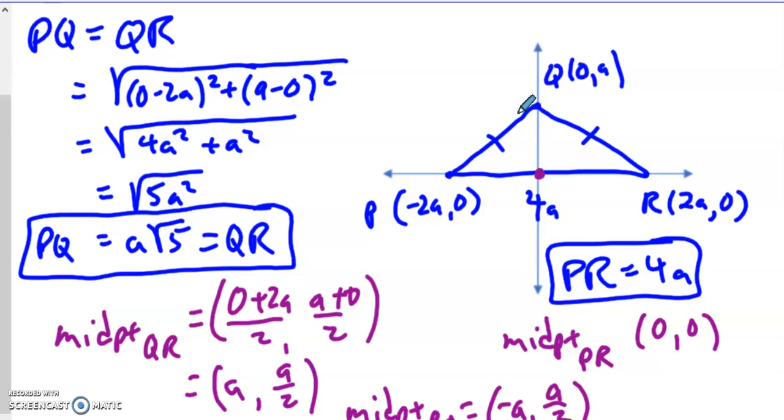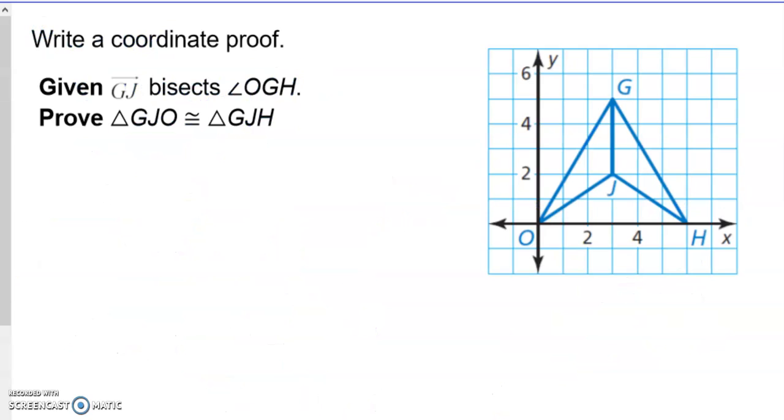All right, so now let's actually go into some coordinate proofs. And when we say coordinate proofs, we're really also kind of referring to paragraph proofs, because that's going to mix together some algebra and explanations. So we're given that GJ bisects angle OGH. So I'm going to go ahead and mark that on our diagram. So that's the first part that we would say.